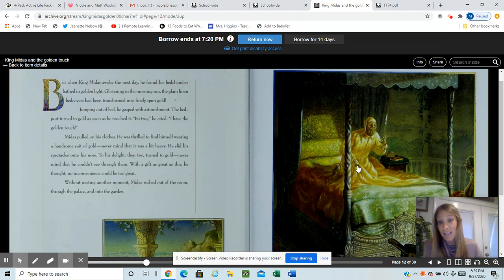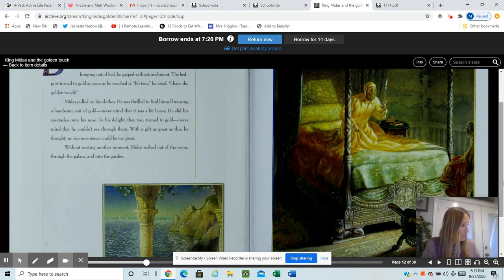So it is inconvenient that now everything he's wearing is very heavy. His glasses he can no longer see out of because they're gold. He said, that's okay. Without wasting another moment, Midas rushed out of the room, through the palace, and into the garden. Well, he seems really happy, doesn't he, about having the golden touch. He was astonished and surprised, but he's really excited and really happy. And the first place he runs to is the garden. Let's read to find out what happens.